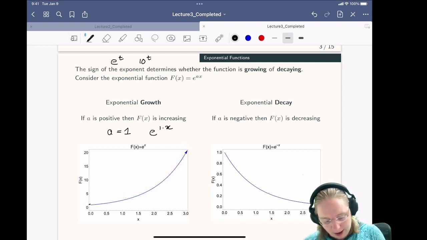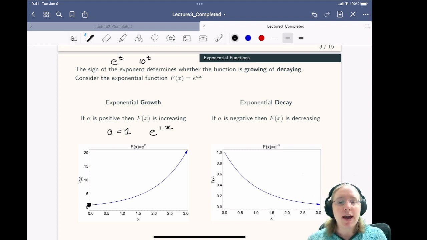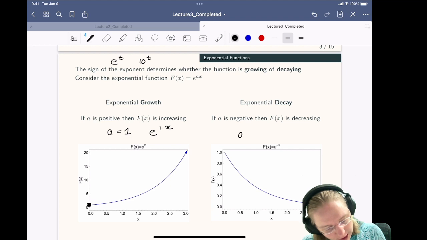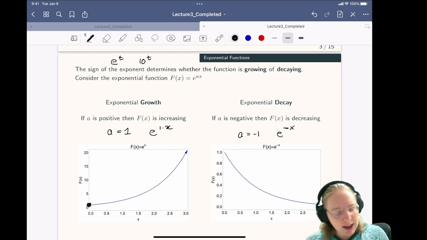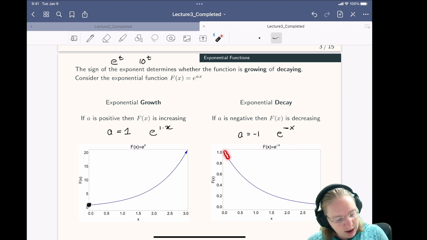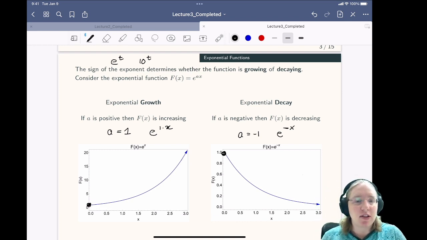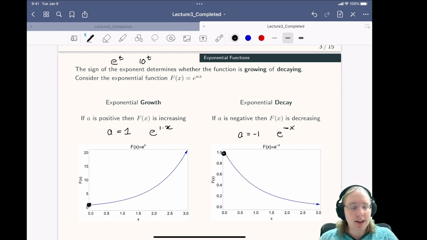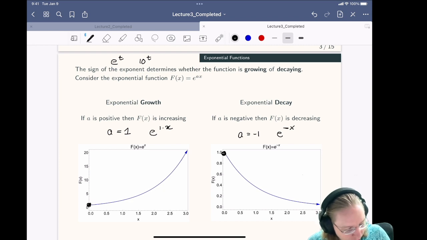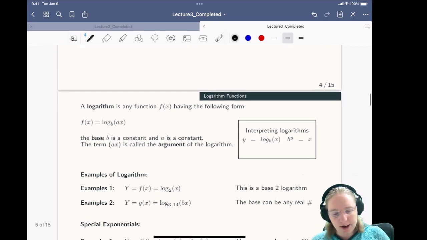So once again, we have a y-intercept of 1, and then our function grows from there. In the case where we have a equals -1, then we have e to the minus x, and this leads to exponential decay from our y-intercept of 1 and a decay towards 0. Remember, it does not cross the x-axis. It just gets closer and closer and closer to this horizontal asymptote. All right. So that is exponentials.